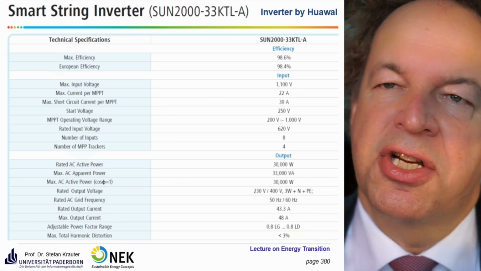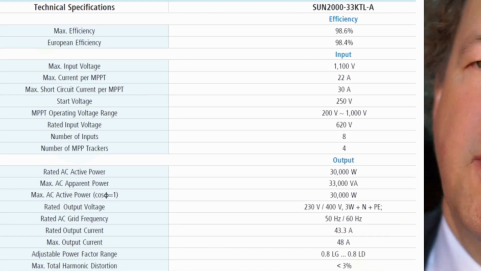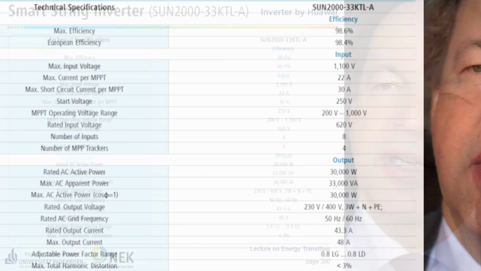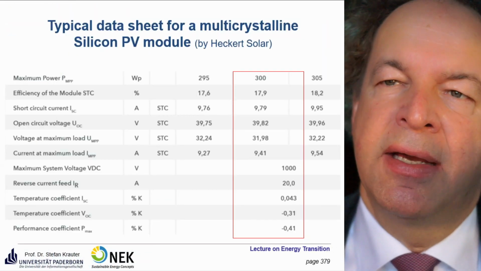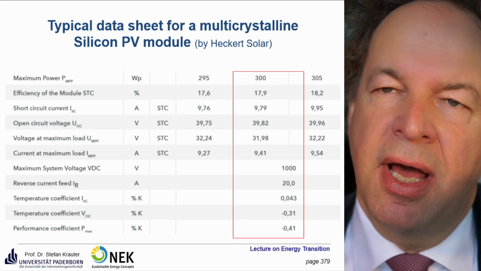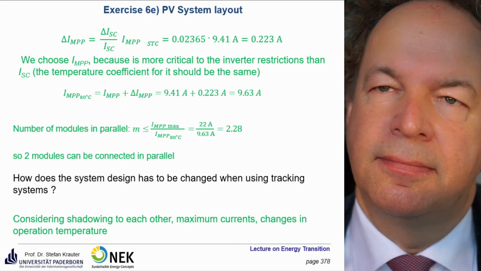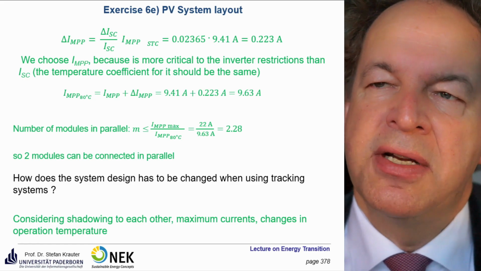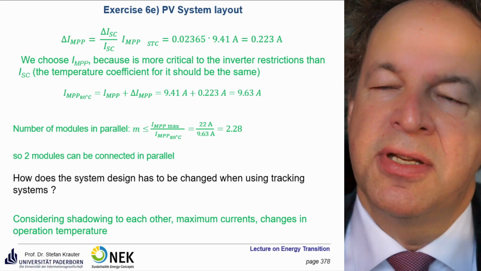These are the data sheets. So this was a string inverter by Huawei, and here you see the values. So it's a typical engineering task. You get the values from the different suppliers, and then you have to make an optimized system layout, technically and also economically. Consider the limitations by the different components you put in the system.